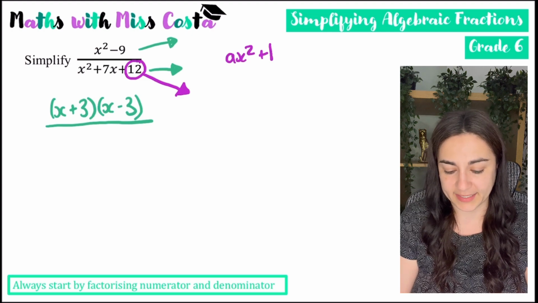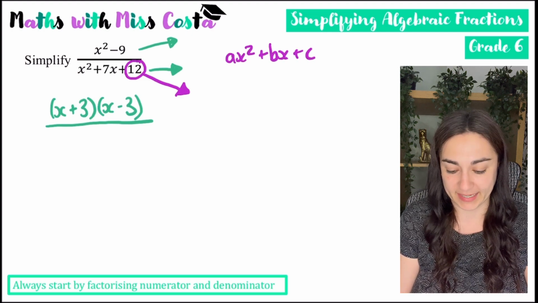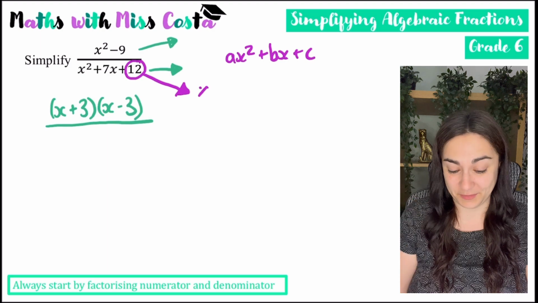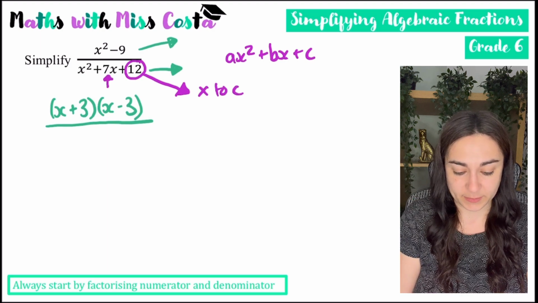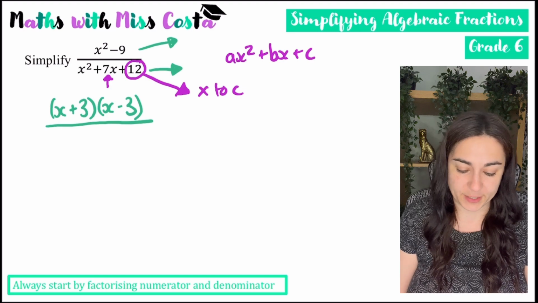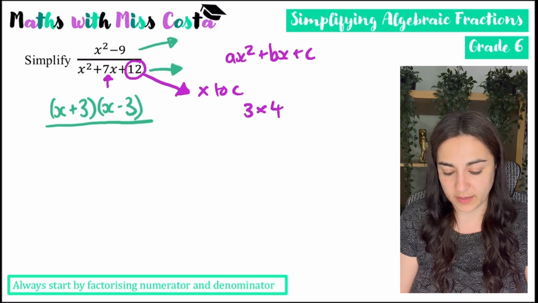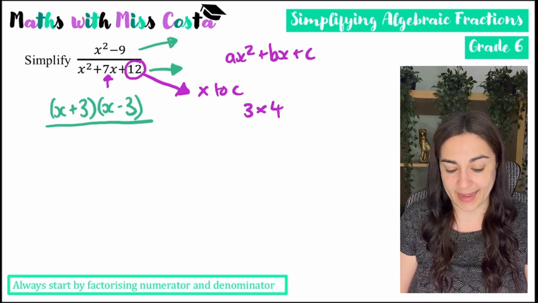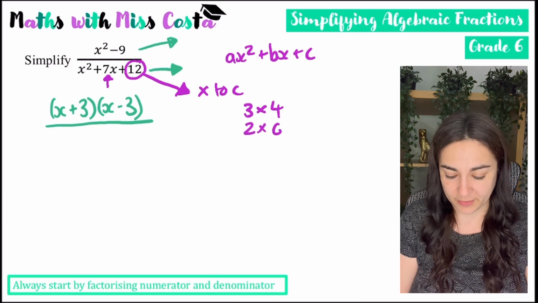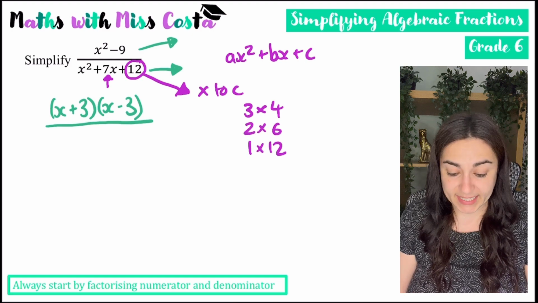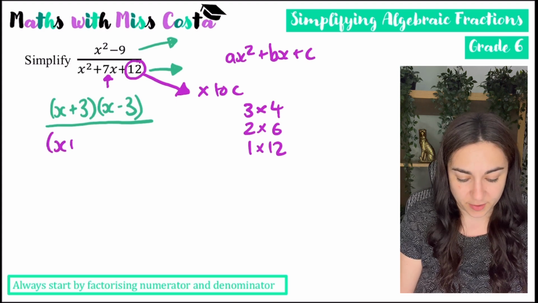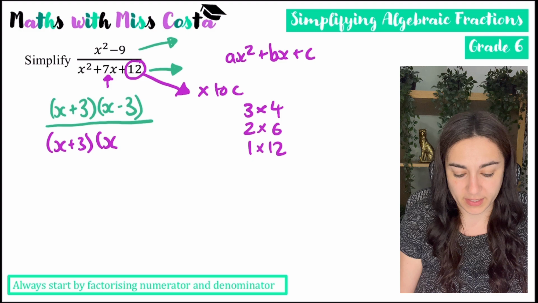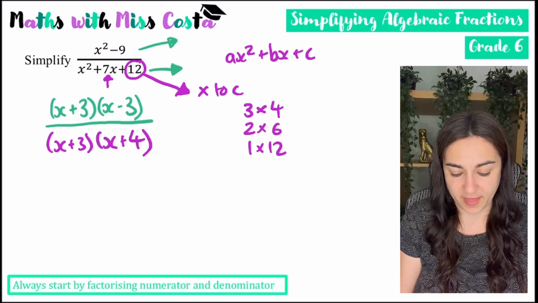So every quadratic is written ax squared plus bx plus c. So you're looking for two numbers that multiply to make c, and then add or subtract to make b. So in this case, factors of 12, and they add together to make 7. So I could say 3 times 4, 2 times 6, 1 times 12. And in this case, it's a nice and simple one. 3 times 4 makes 12, and 3 plus 4 makes 7. So I can factorise it like that.